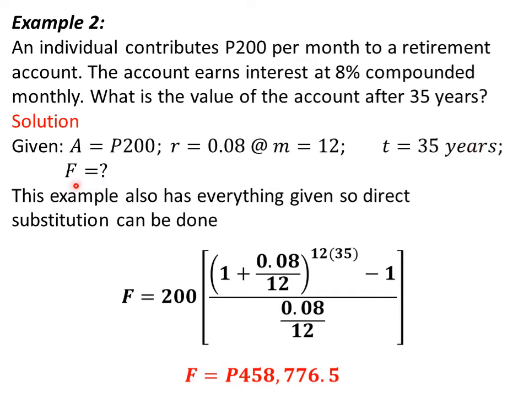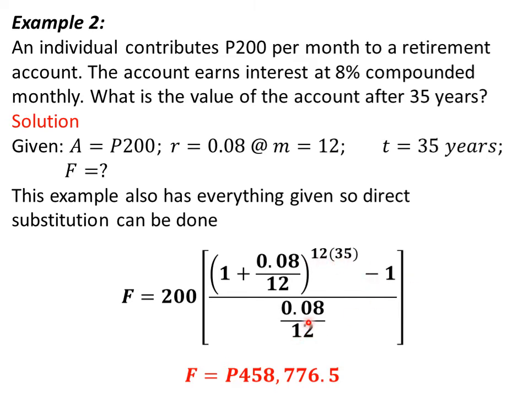Now, you need to determine the future amount, because again, the word after. Same with example number 1, example number 2 also has everything given, so we can just directly substitute. Here you have the future amount equals A times (1 plus i), where i is r over m. You have 0.08 over 12 to the power of m times t, so 12 times 35 years.